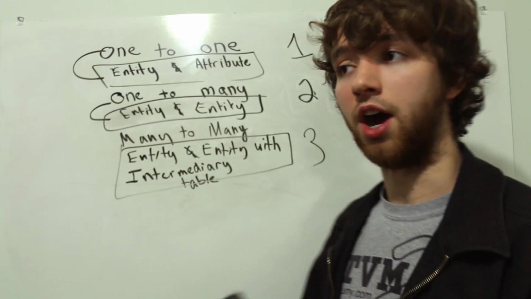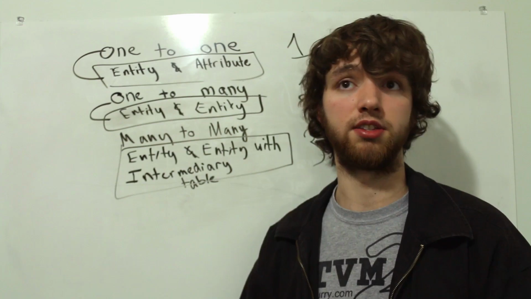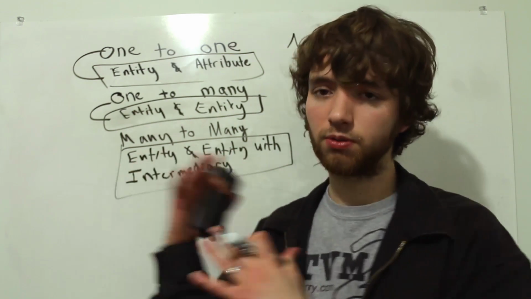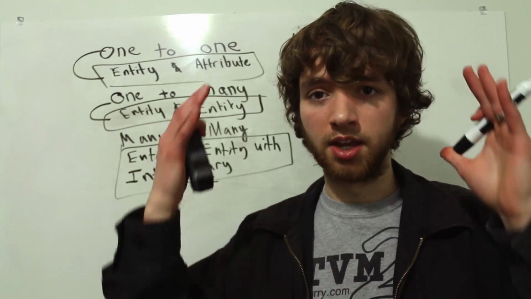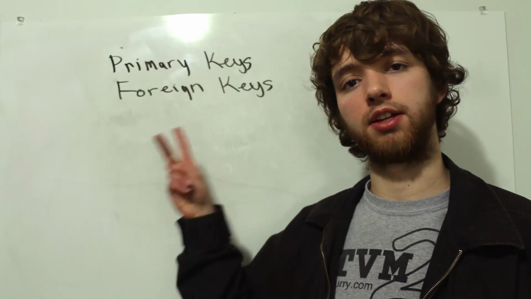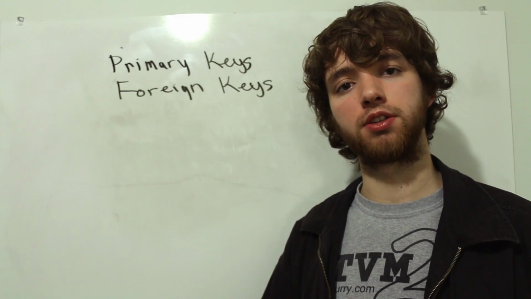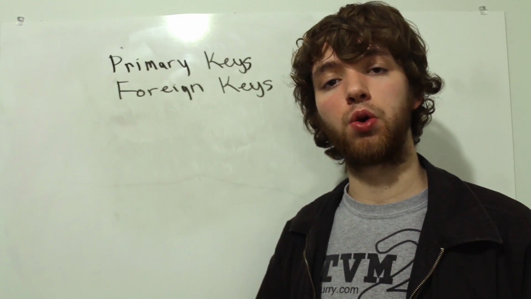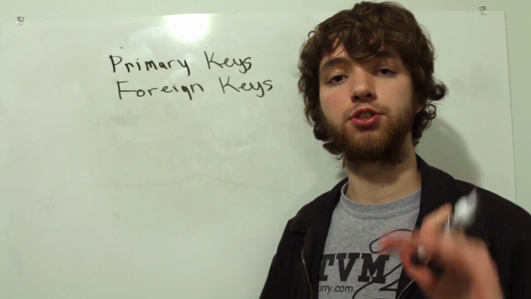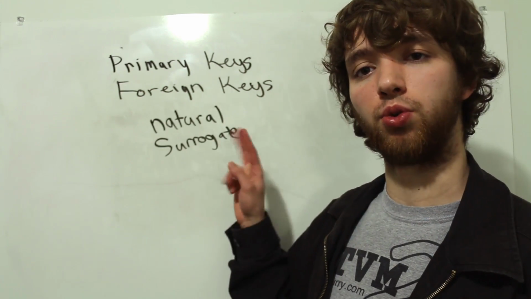Okay, now let's talk about primary keys and foreign keys, and then we'll talk about one more thing regarding relationships, regarding those keys, and then we'll be done. So there are 2 types of keys in database design. There's primary keys and foreign keys. So these are the kinds. Now there's also categories. So those 2 categories are natural and surrogate. These are basically the way the keys work.